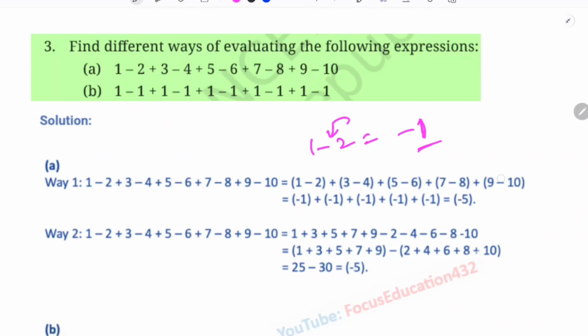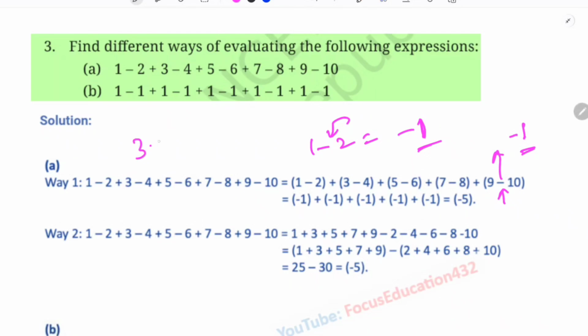I will take this example again. What is 9 minus 10? First do the subtraction. 10 minus 9 is 1. Which is the bigger number? 10. What is the sign? Minus. So here you have to write minus 1. Clear? Another example I will give for you to understand.